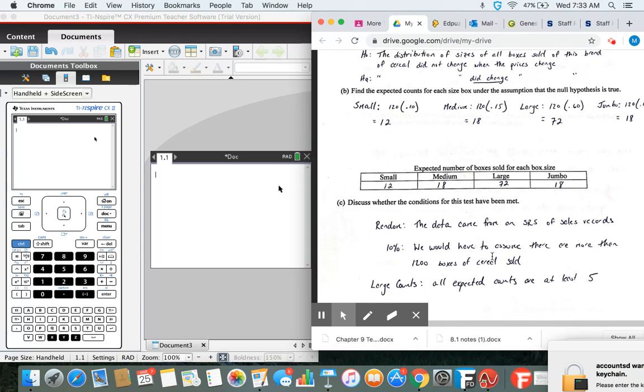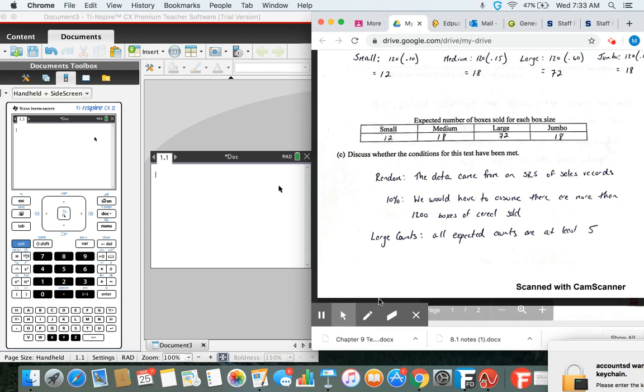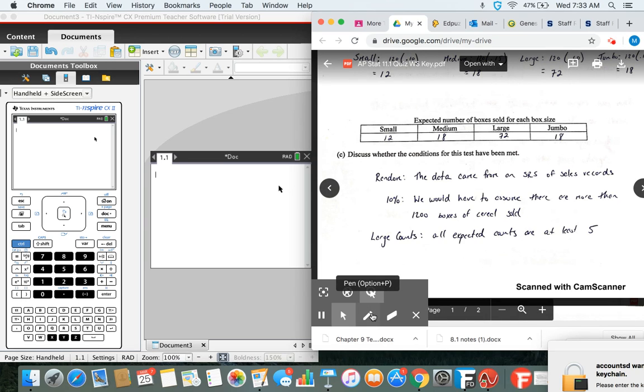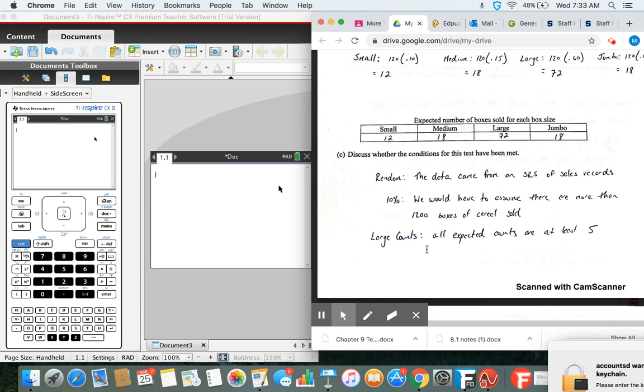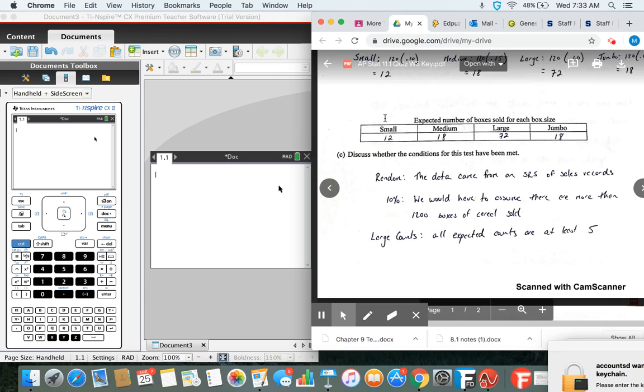The conditions. Random. We were told that the data came from a simple random sample of statements or sales records. We would have to assume the 10% condition is satisfied here. And then the large counts condition, it would have to be all expected counts need to be at least 5, as is the case with this particular example.